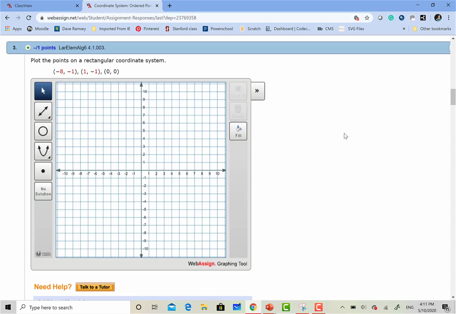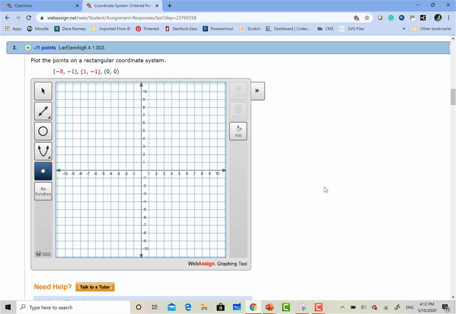Okay, the first thing I want to show you is how to plot points on the coordinate grid that WebAssign provides. You can see off to the left there are some icons. We're only going to use a couple of these during this chapter, but the one I want you to use to help answer this question is the dot icon, which I just highlighted in blue. And then from there, we're just going to plot one ordered pair at a time.